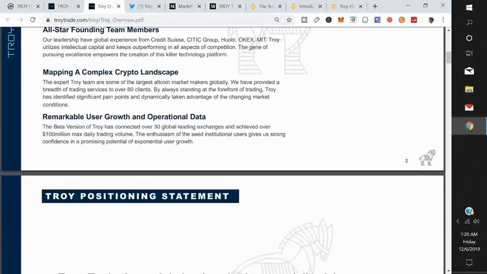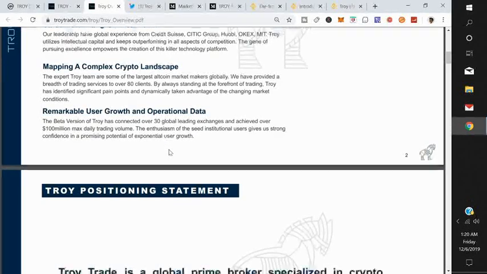Remarkable user growth and operational data. The beta version of Troy has connected over 30 global leading exchanges and achieved over 100 million max daily trading volume. The enthusiasm of the seed institutional users gives a strong confidence in promising potential of exponential user growth.